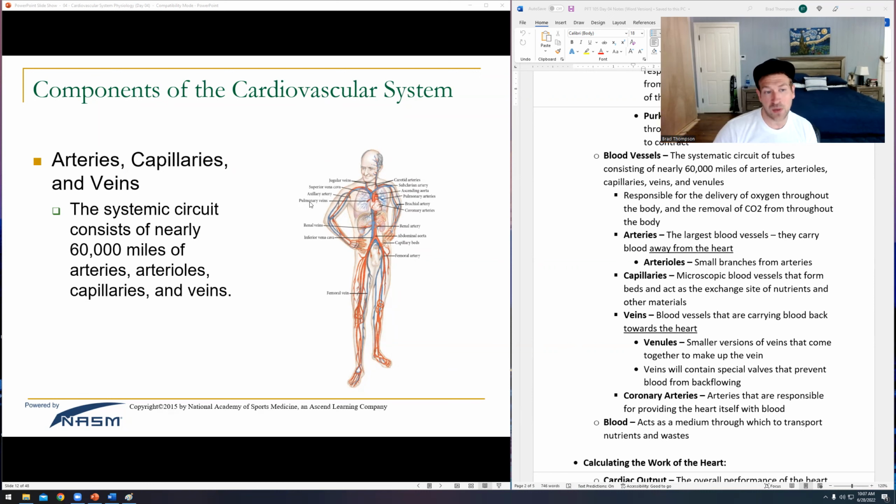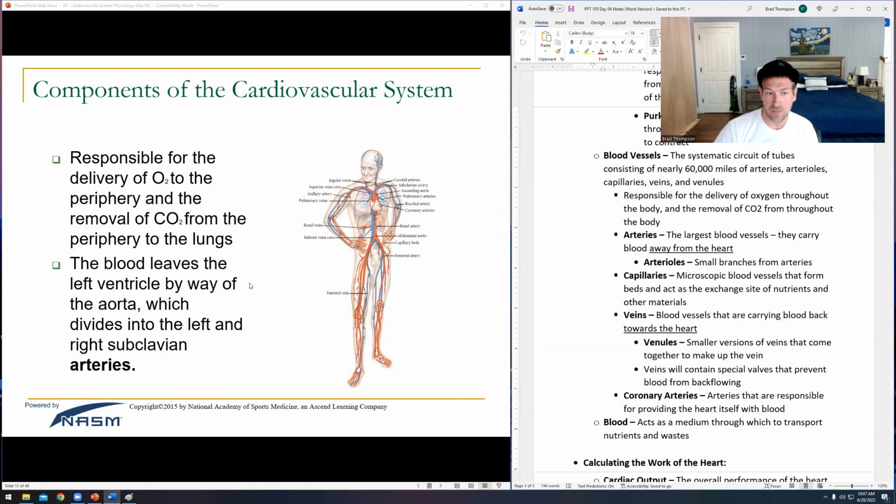So that's your circulatory system. It's a system of 60,000 miles worth of tubing, right? And it's responsible for covering the various tissues of the body to allow oxygen and carbon dioxide to move around. Oxygen gets delivered to tissues, CO2 gets picked up from those tissues, and then our body can transport that to the lungs to get rid of it.